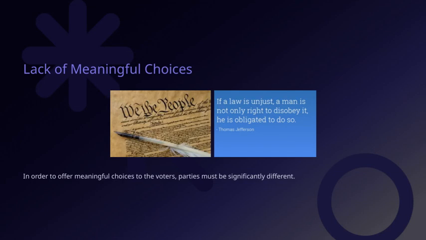In order to offer meaningful choices to the voters, parties must be significantly different. This means that for voters to truly feel like they have options that matter, there needs to be a clear distinction between the parties' platforms, values, and policies. If the parties are too similar, then voters might feel like their choices don't really make a difference, which can lead to disengagement or apathy.